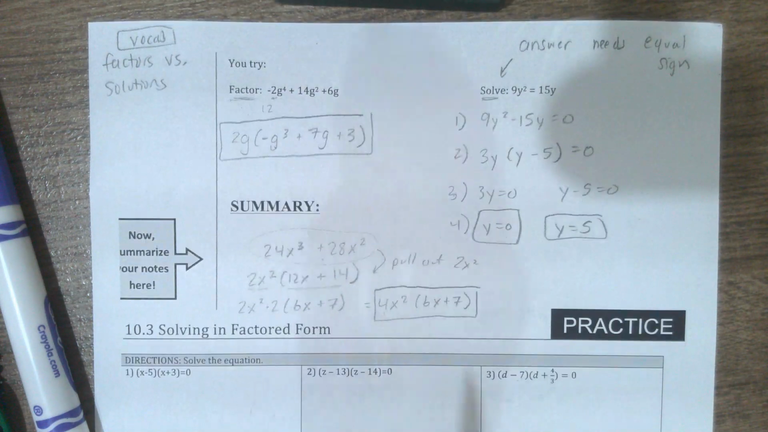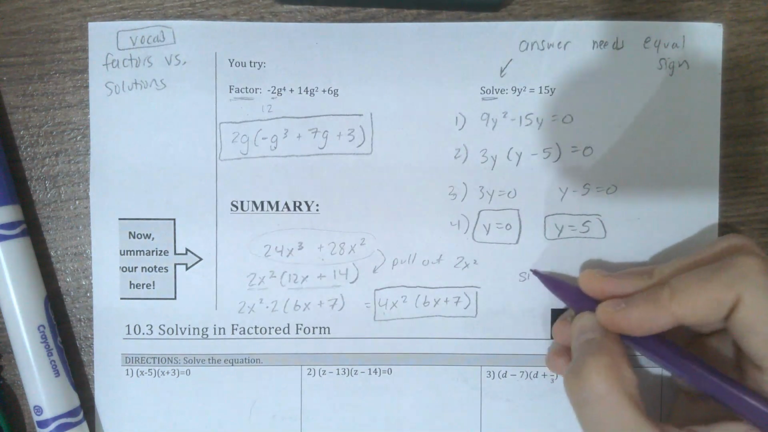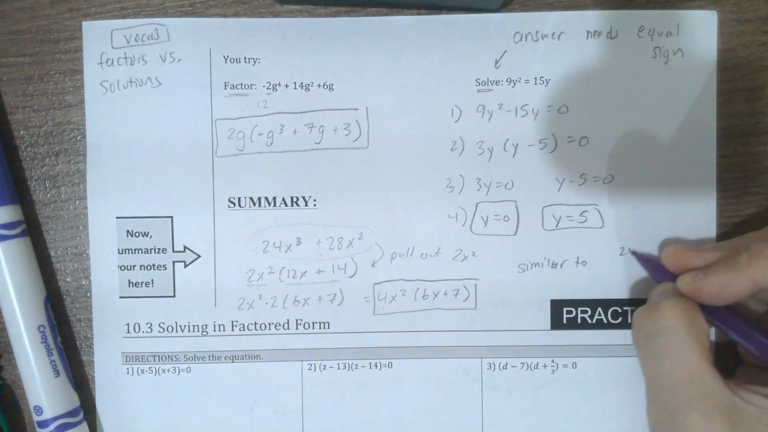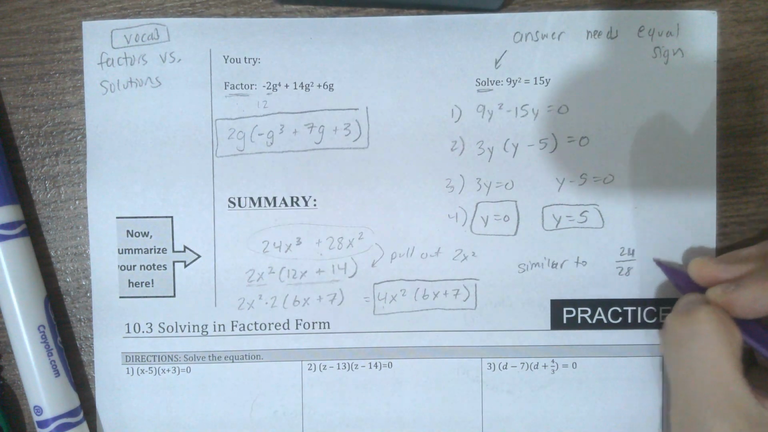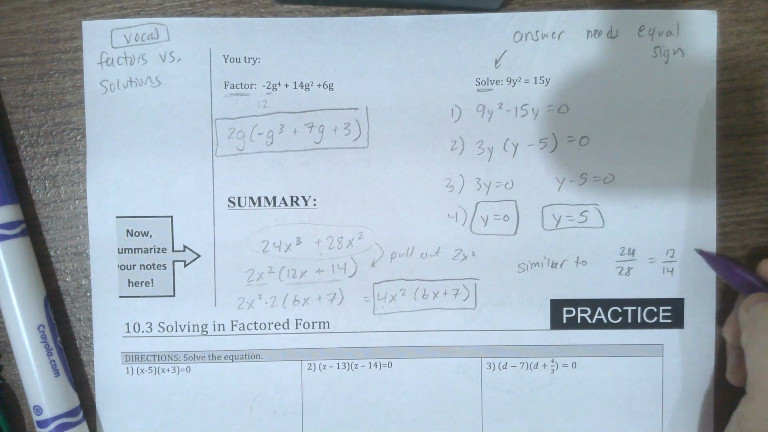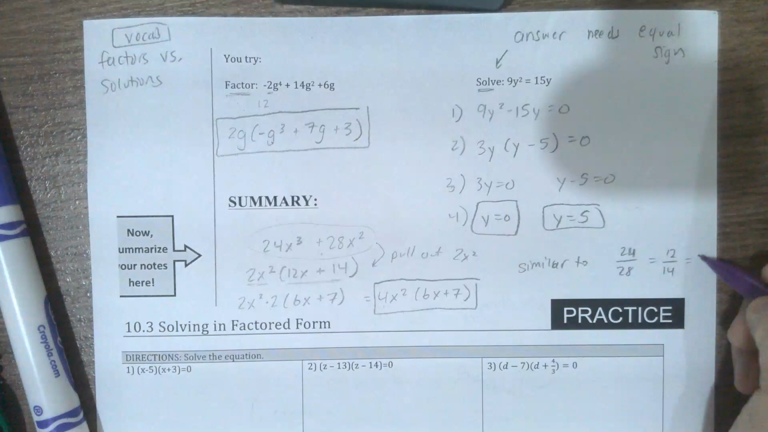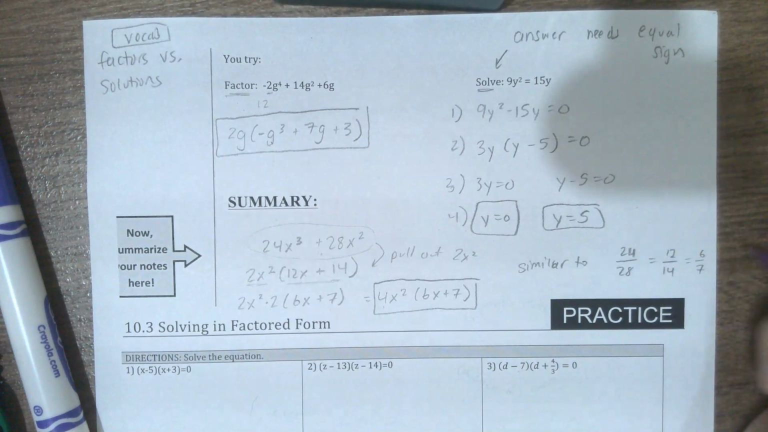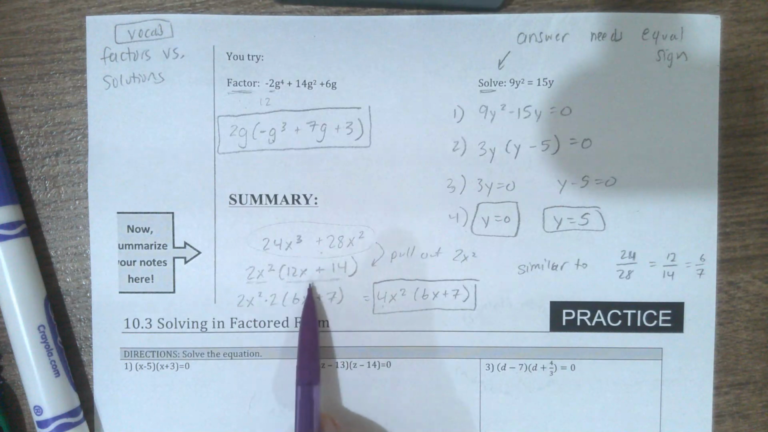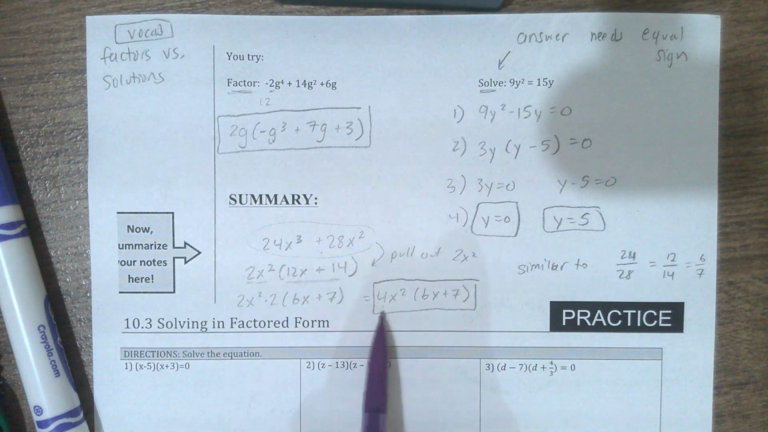So make sure that you're fully factoring, the same thing as when you fully simplify, right? Similar to 24 over 28. If you gave me 12 over 14, I'd say this is half off. You didn't simplify it, right? It needs to be 6 over 7, right? So same with this. If you can factor out another factor, you need to, or else it's not correct.